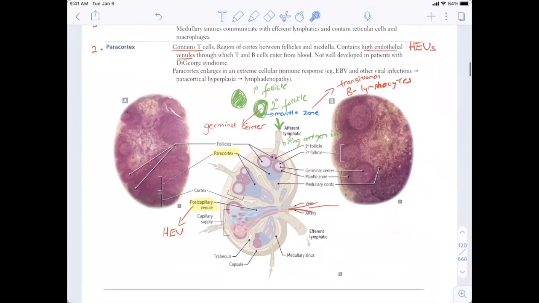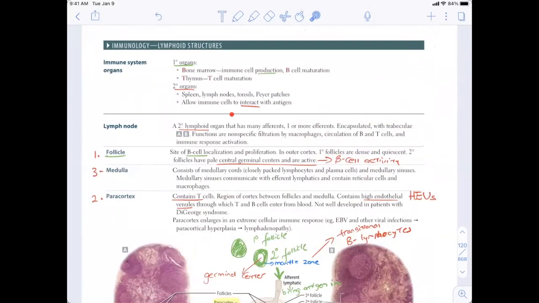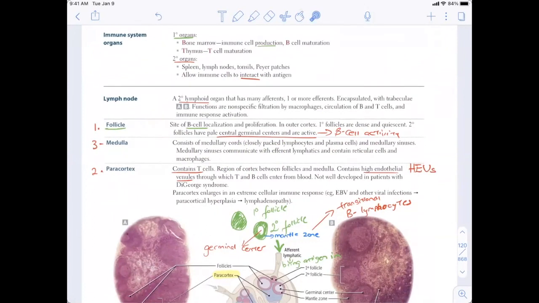Always remember, it's a secondary organ, so it's just for interaction. So always remember who is interacting. The interaction is between my antigen and my B or T cells. Afferent lymphatics will bring my antigen in. High endothelial venules will bring these ones in. Once they meet each other, they shake hands and they fight. And that's it.